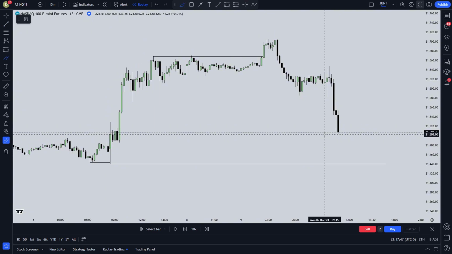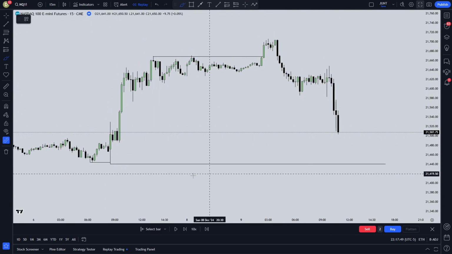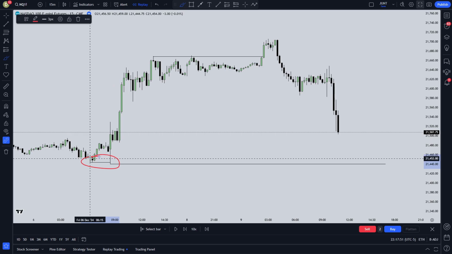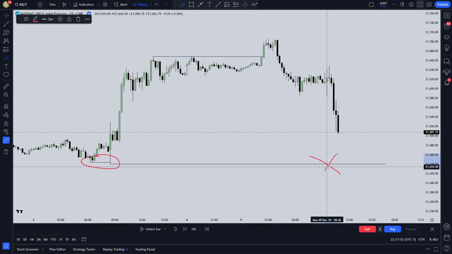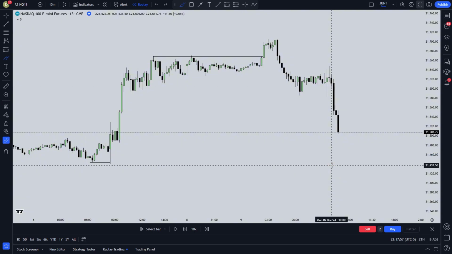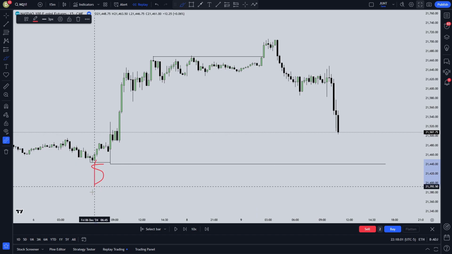Now, for the PRR model, I want to wait for price to break the pool of liquidity, which is the pool raid. So we want to see the pool get raided, meaning price goes under this level and takes out the liquidity that's resting under right here.